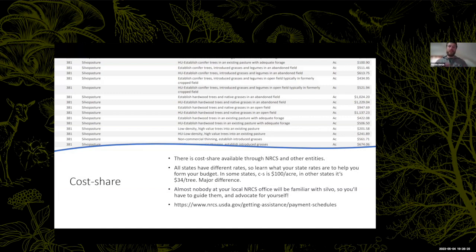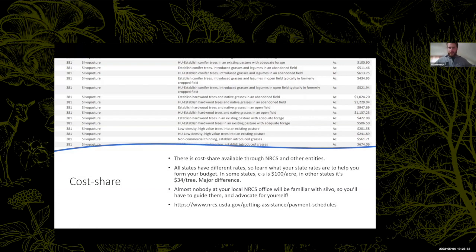So depending on what state you are in, you're able to get some NRCS money, some more than others, and it really depends on your state. So in Virginia, let's see, the practice of establishing hardwood trees in open field, what is it? An existing pasture with adequate forages, you're looking at $422 per acre.